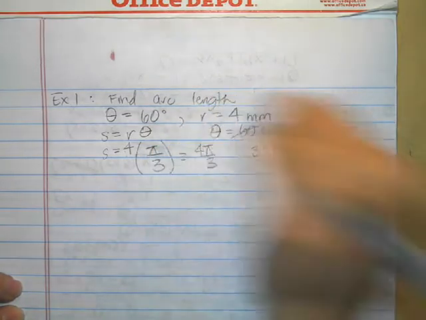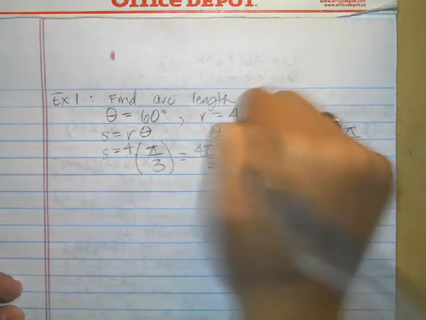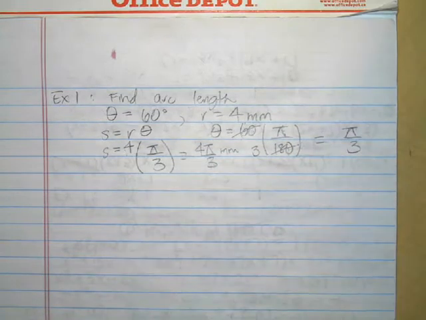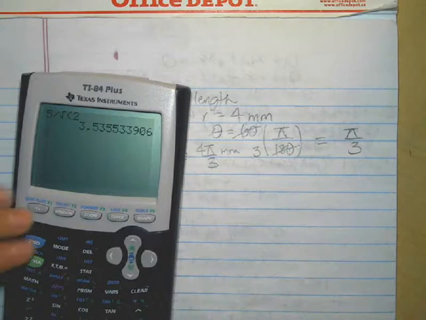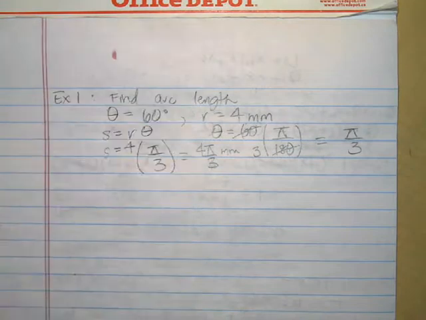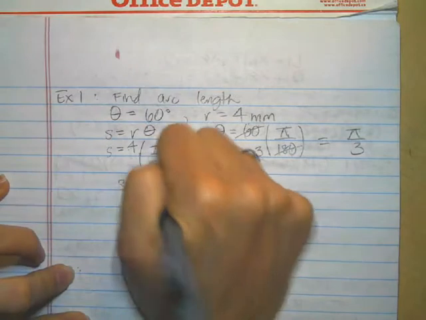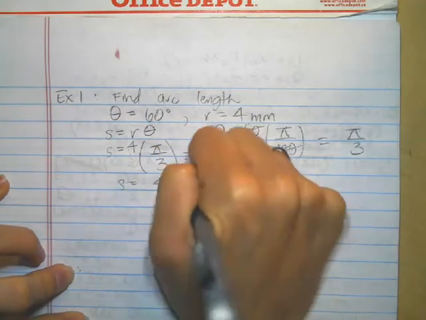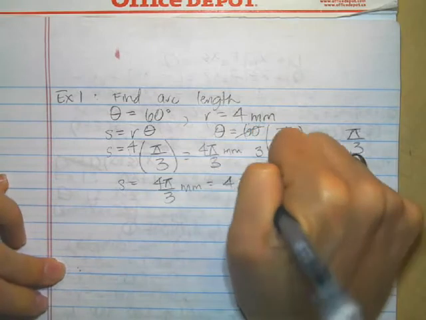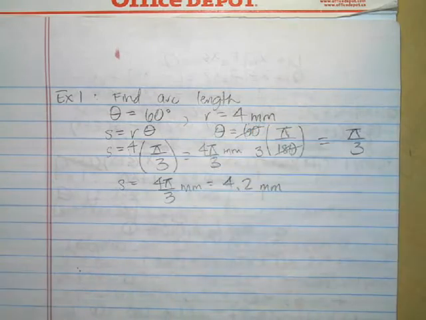And that's going to be millimeters, because this is millimeters. And I can put that in my calculator. And that's 4.2 approximately. So you can leave it as 4 pi over 3 millimeters, or you can write it as 4.2 millimeters. That's the first one.